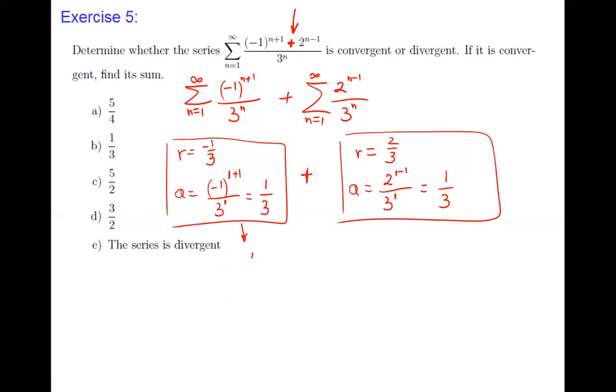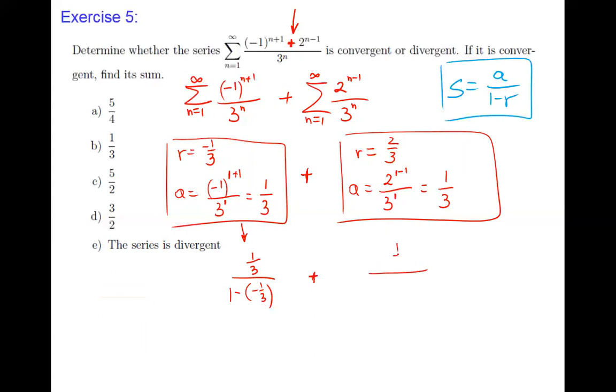The first one, the sum is 1/3, and I can write the formula somewhere. The sum is a, the first term, over 1 minus the common ratio. That means the first one is 1/3 over 1 minus the common ratio, -1/3. For the second one, the first term is also 1/3, over 1 minus 2/3, that's the common ratio. Let's simplify the fractions, add them together, and pick the answer. That means answer E is definitely not a good answer.